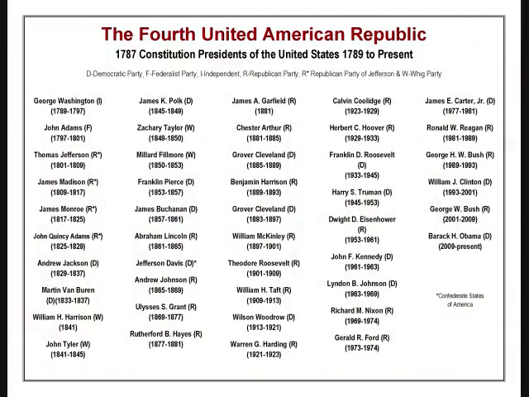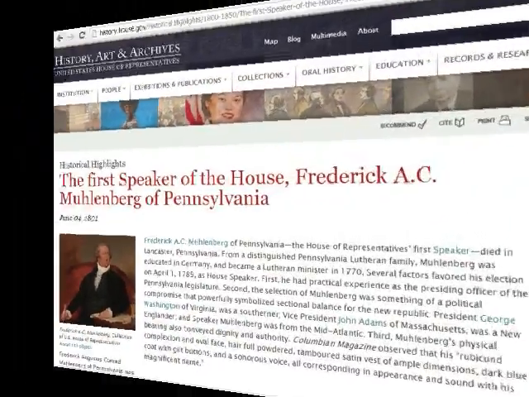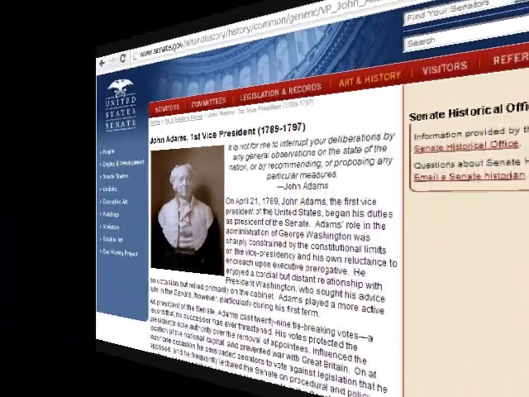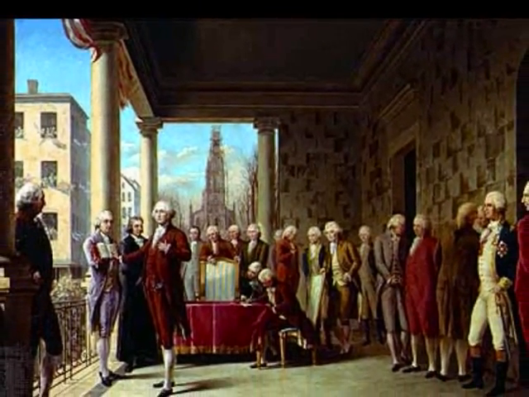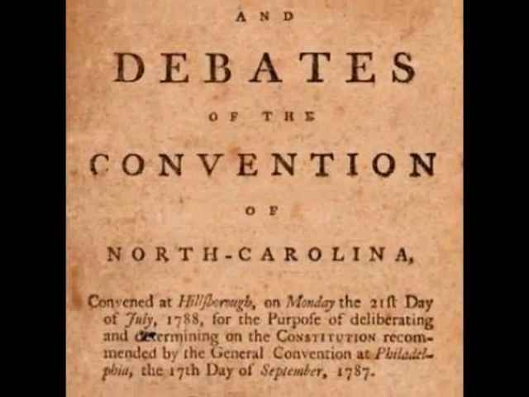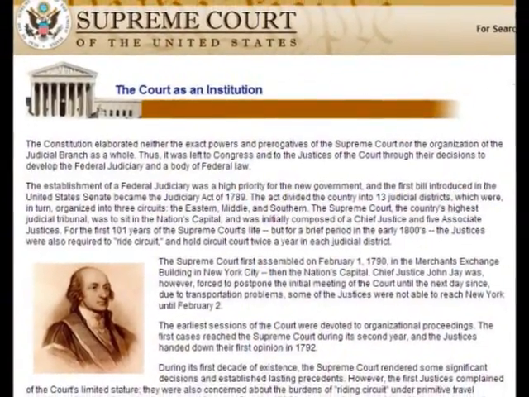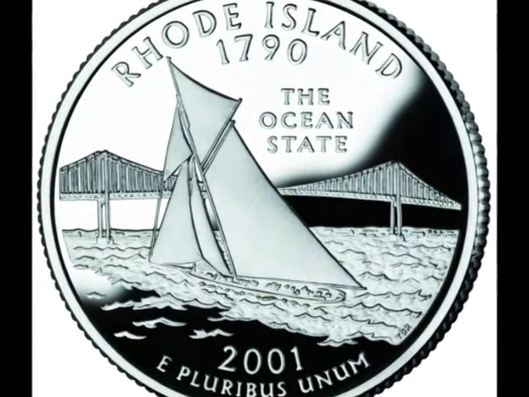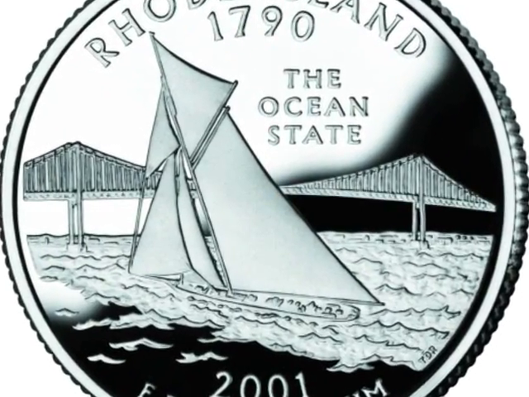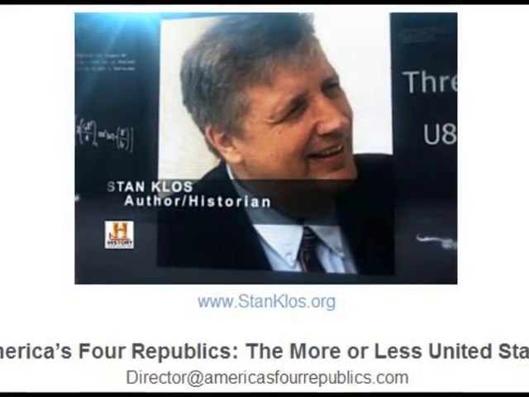The House convened on April 1st, the Senate on April 6th, and George Washington took the presidential oath of office on April 30th, 1789. On November 12, 1789, North Carolina joined the Union. On February 1st, 1790, the Supreme Court assembled for the first time. And finally, on May 29, 1790, Rhode Island became the 13th state to join the Fourth United American Republic.